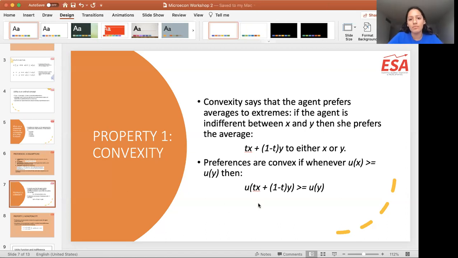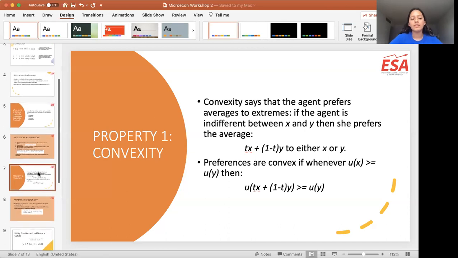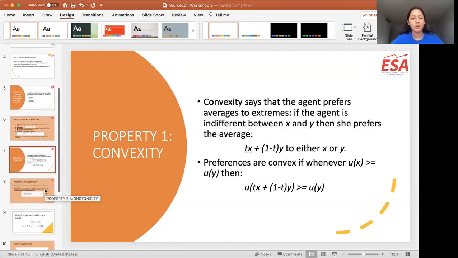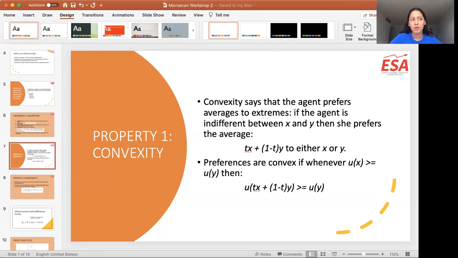That's basically all it means to have convexity between two goods. It's just something you should keep in mind because they will probably ask you about it. And if you haven't gotten your problem set 2, I'm pretty sure this question comes up in the second problem set if the professor is not changing them.